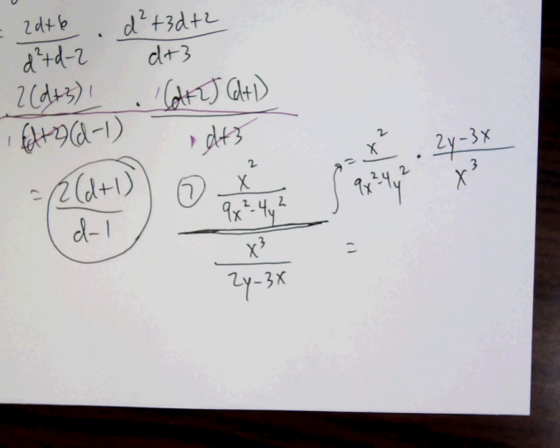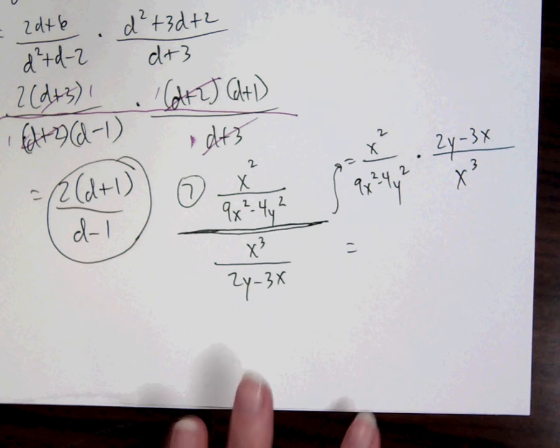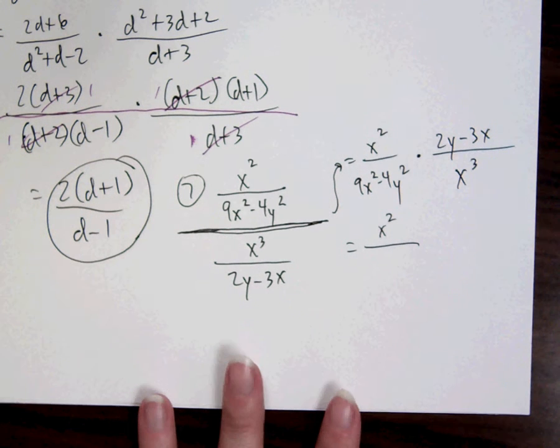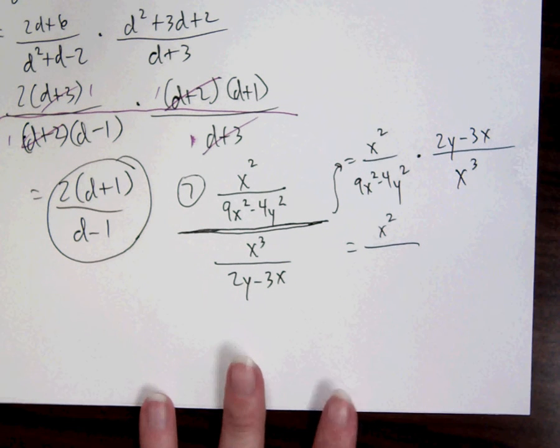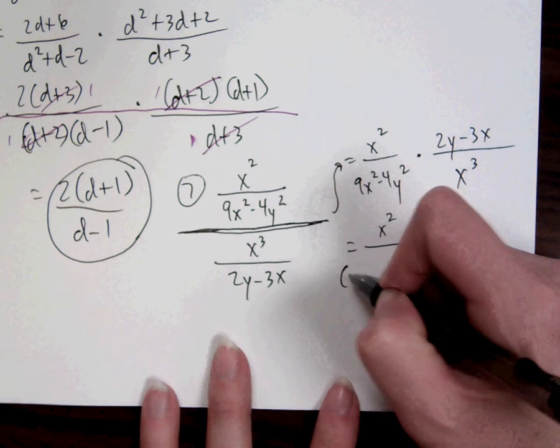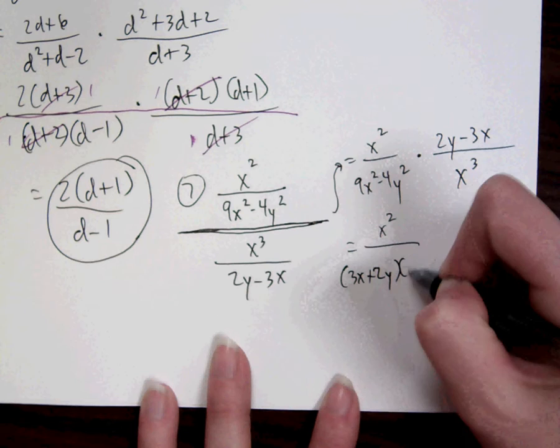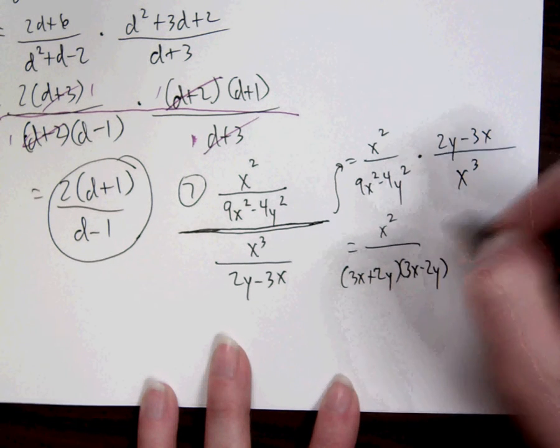Okay, so I need to look at some factoring. Is there a lot of factoring to do? There is some factoring to do. The denominator of this first fraction is the difference of squares. Okay, 9 is a perfect square, x squared is a perfect square, 4y squared. So it is 3x plus 2y and 3x minus 2y.